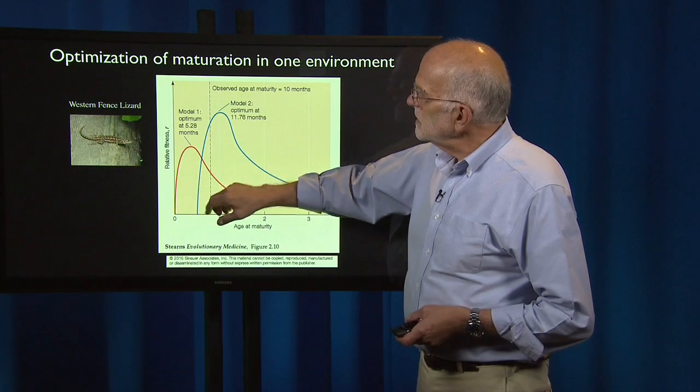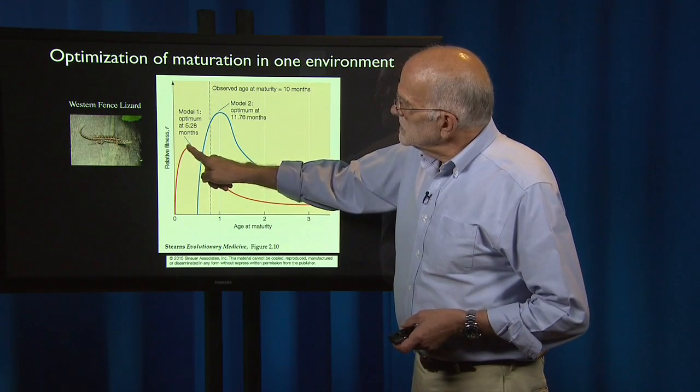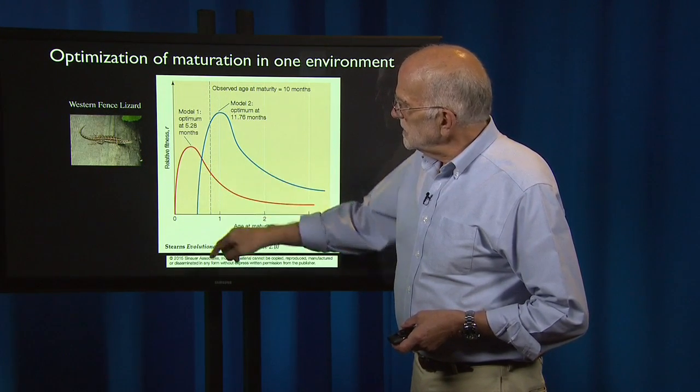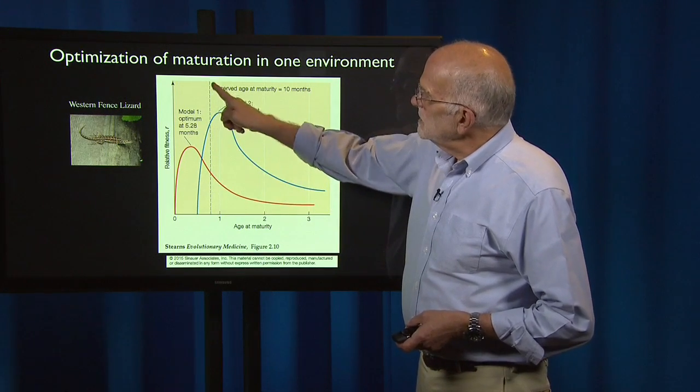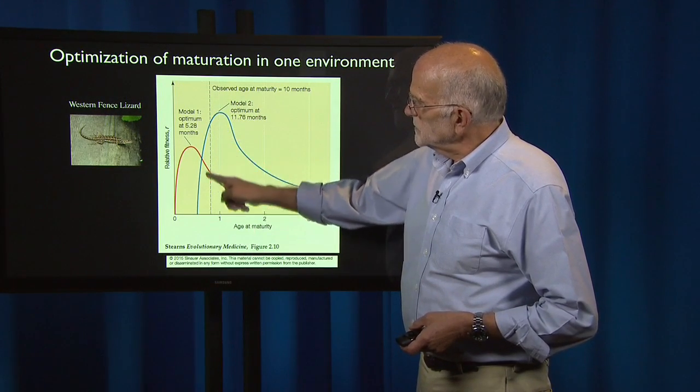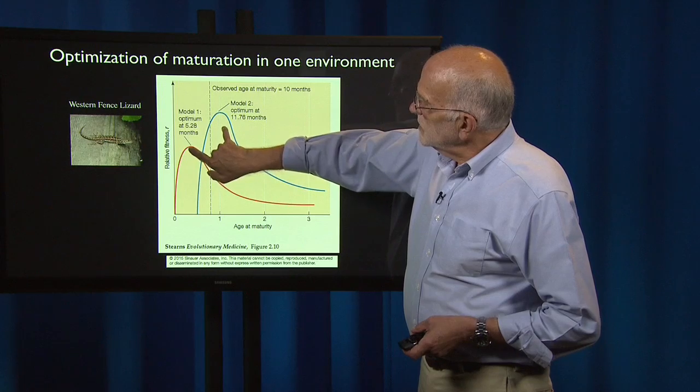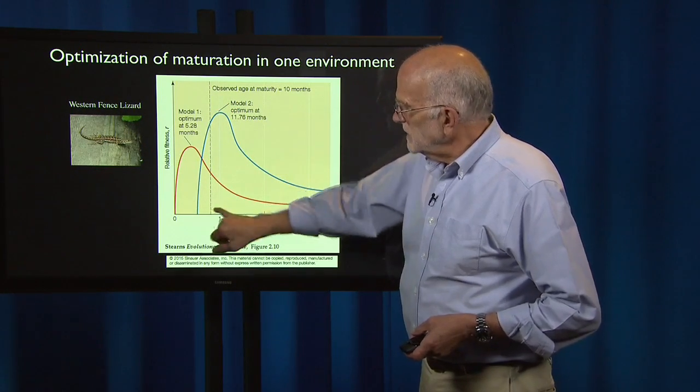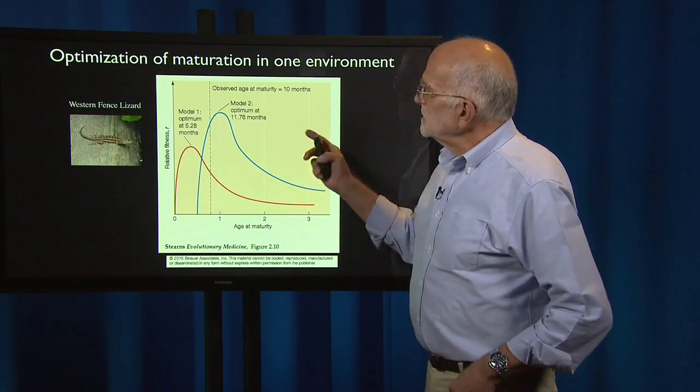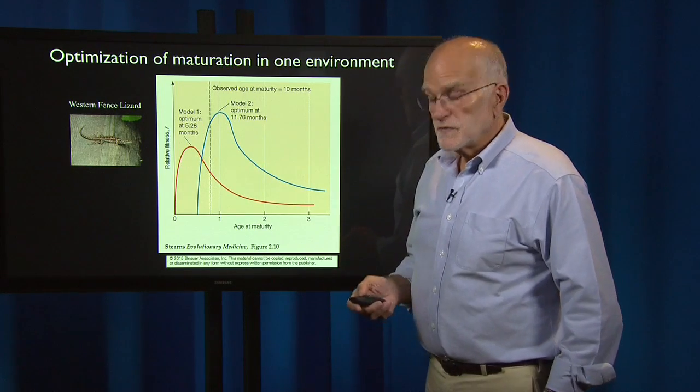primarily on fecundity. You can see that there is a peak fitness associated with a certain age of maturity. The actual age of maturity is this dashed line here. You can see that the model is bracketing that observed age of maturity. This particular analysis is for the western fence lizard.